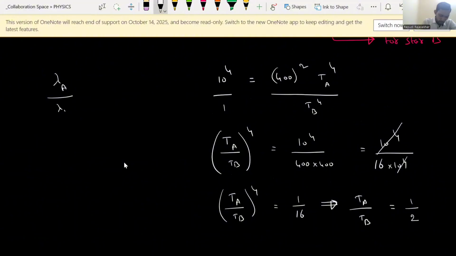Now if you know TA by TB is 1 by 2, how much is lambda A divided by lambda B? This is nothing but TB divided by TA, because wavelength and temperature are inversely proportional. Whenever welding is being done, if you go to any market or somewhere else, just observe next time. You can observe that one end of the rod is heated. At the beginning of heating the rod, you can see a reddish color.